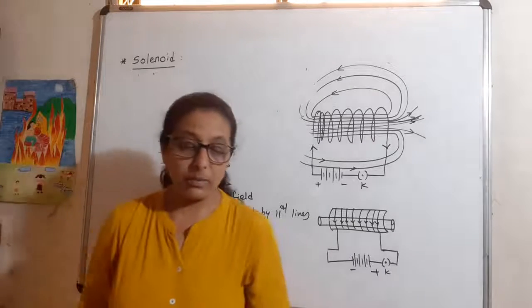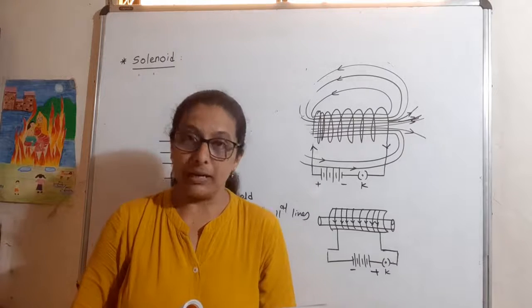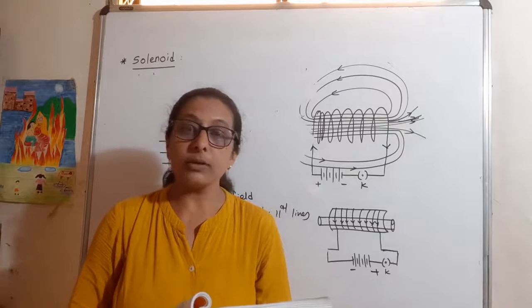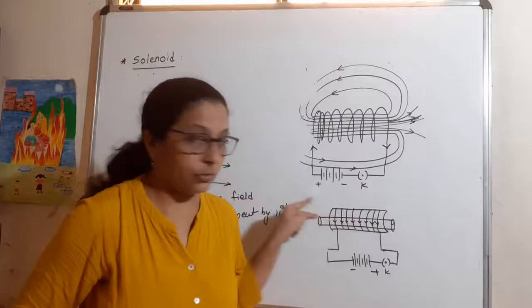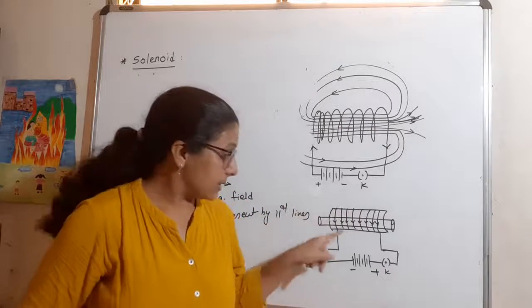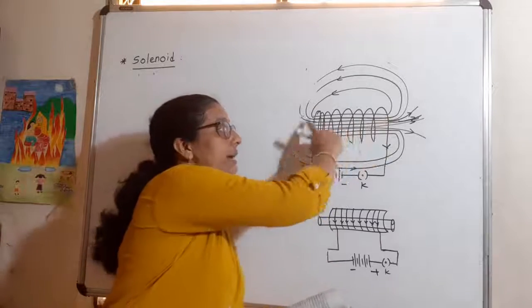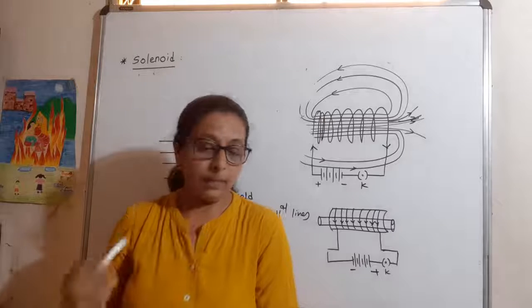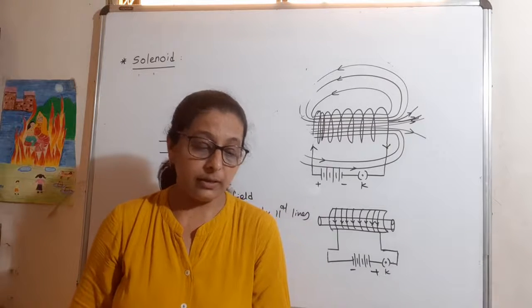Then question number 3, choose the correct option. The magnetic field inside a long straight solenoid carrying current. Here is the long straight solenoid. Inside that, magnetic field lines, this magnetic field is produced, right? Okay. Magnetic field inside the long straight solenoid carrying current is 0.